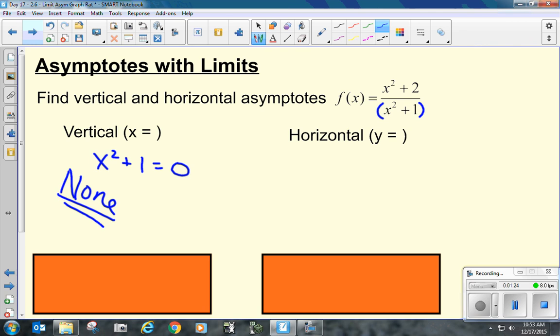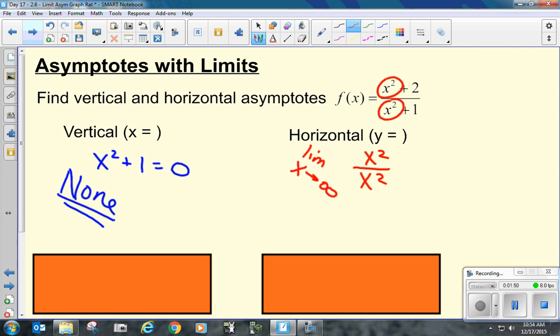All right? And our horizontal asymptote, well, what do we do for a horizontal asymptote? Biggest number for the top and the bottom. Yeah, biggest term on the top and bottom. What's the biggest term on top? X squared. What's the biggest term on the bottom? X squared. Beautiful. And it's the limit as x approaches infinity, right?